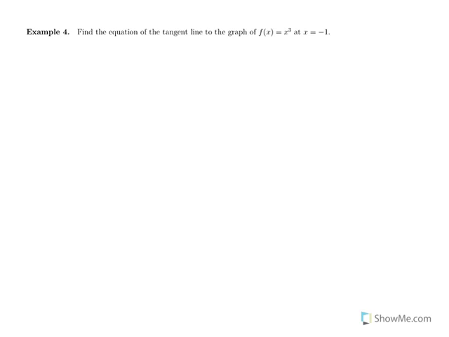So in this case, our a value is negative 1. And we know that the equation of a tangent line is going to be y equals f of a plus f prime of a times x minus a. So what we need to find, since we have a equals negative 1, we need to find the function value at a, and we need to find the derivative at a.